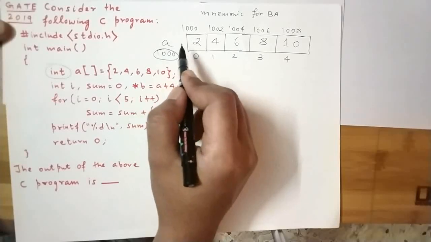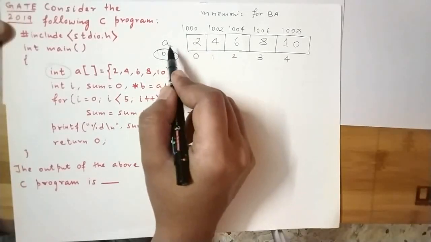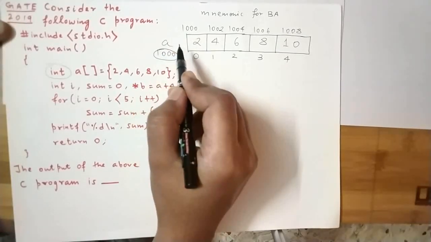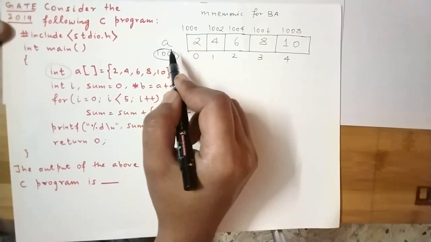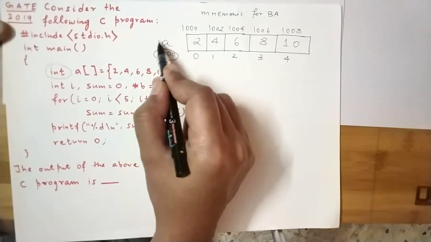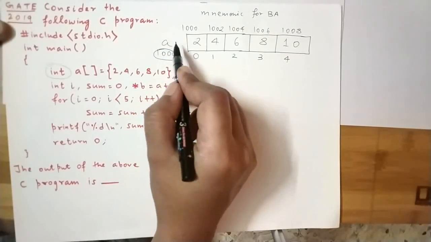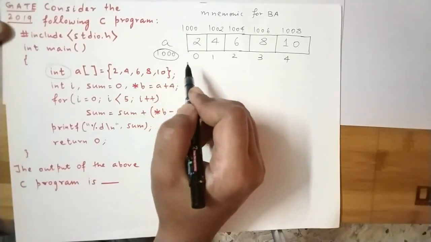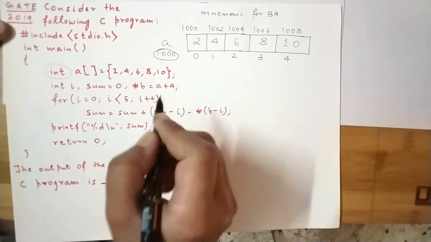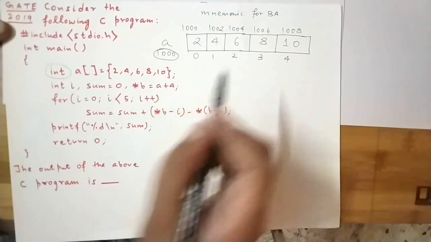That means we cannot carry out any arithmetic operations on this array name. We cannot carry out any multiplication or any addition or any division or any subtraction on this array name, because it is a pointer constant. It is not supposed to change during the execution of the program. I hope this is very clear to you.